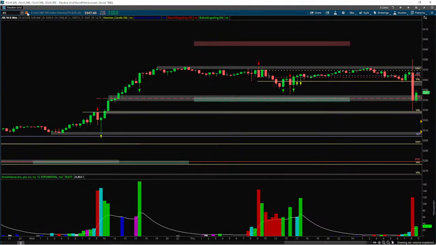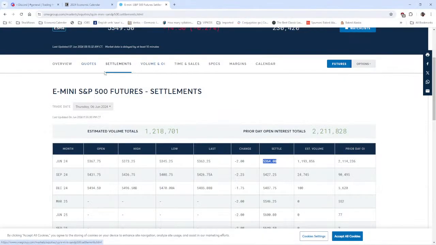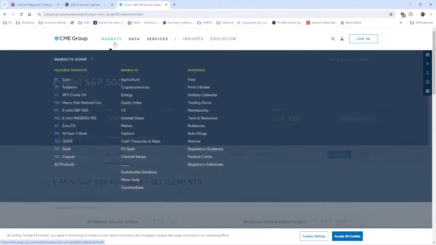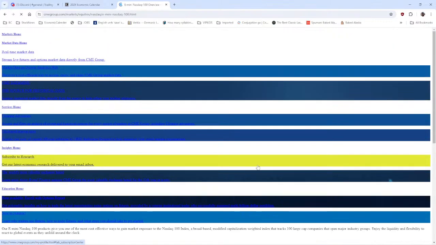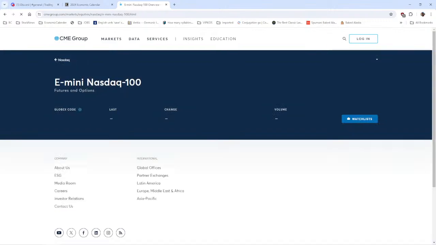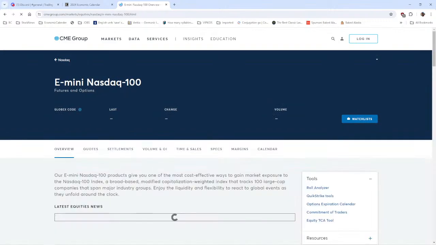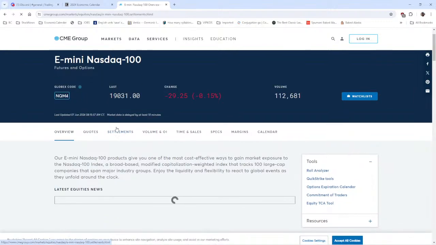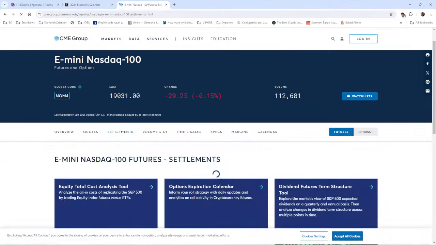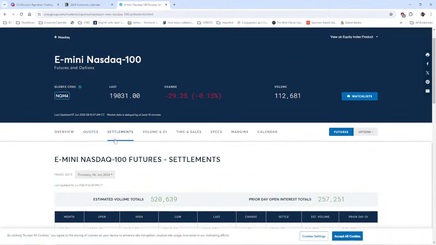Let's go into NQ settlement. $15 until the market open. I do want to meditate before the market opens. That way I don't feel like I'm rushing into anything. I can calm my mind.